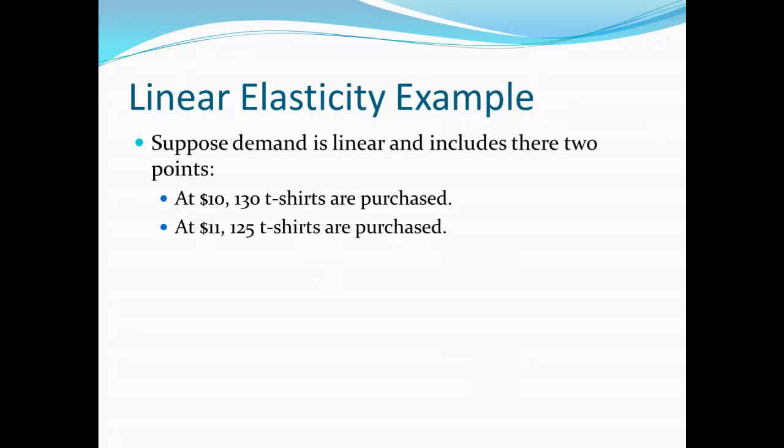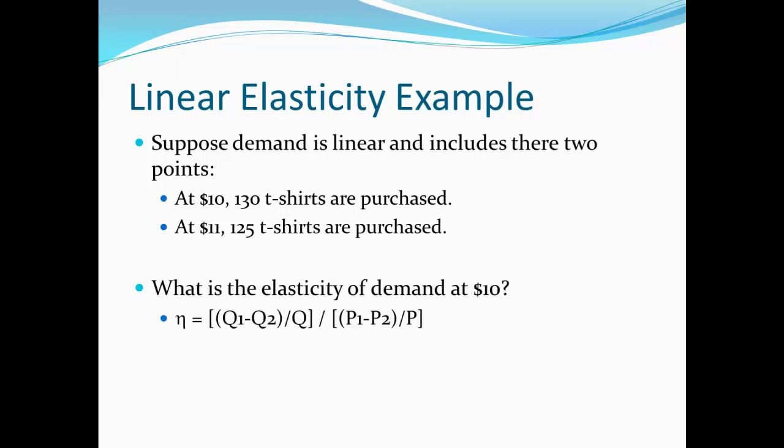Just as an example, suppose that demand is linear and includes these 2 points. At $10, 130 t-shirts are purchased. At $11, 125 t-shirts would be purchased. So if we increase the price by $1, we buy 5 fewer t-shirts. To get the elasticity of demand at $10, remember, we need 2 points, providing our quantity 1, price 1, quantity 2, price 2, and we also need the quantity and price at the point of interest.